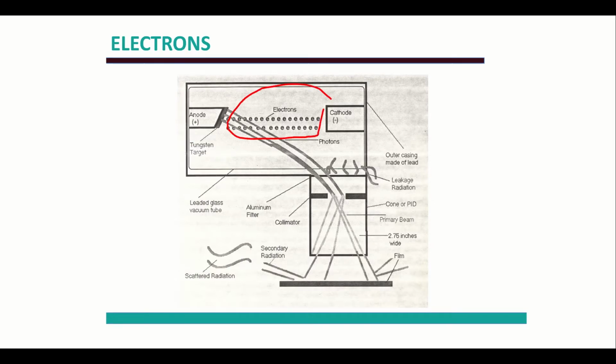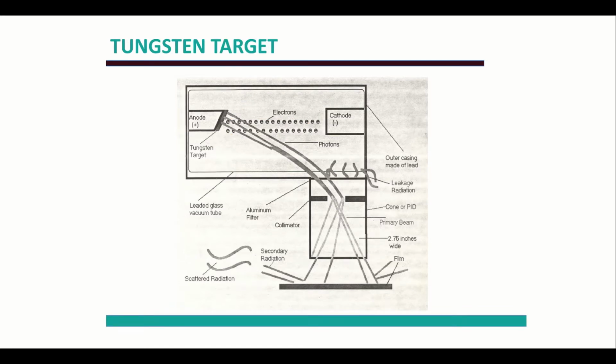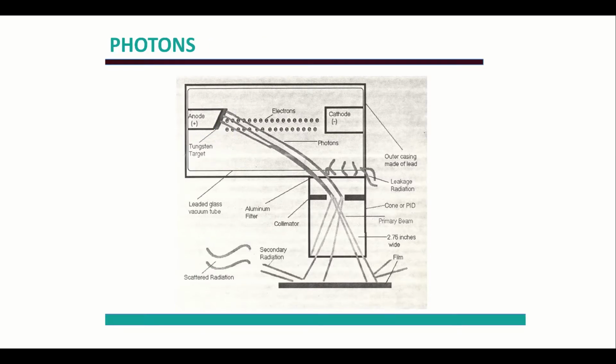Electrons are the negatively charged particles of an atom that are released from the cathode, and they shoot over towards the anode when we push the exposure button. We don't want the electrons to unite with the protons, and so we put a piece of metal in the way. It's made out of tungsten. We call it the tungsten target. And the ray that's produced from hitting that tungsten target is called photons. Photons, this ray produced.